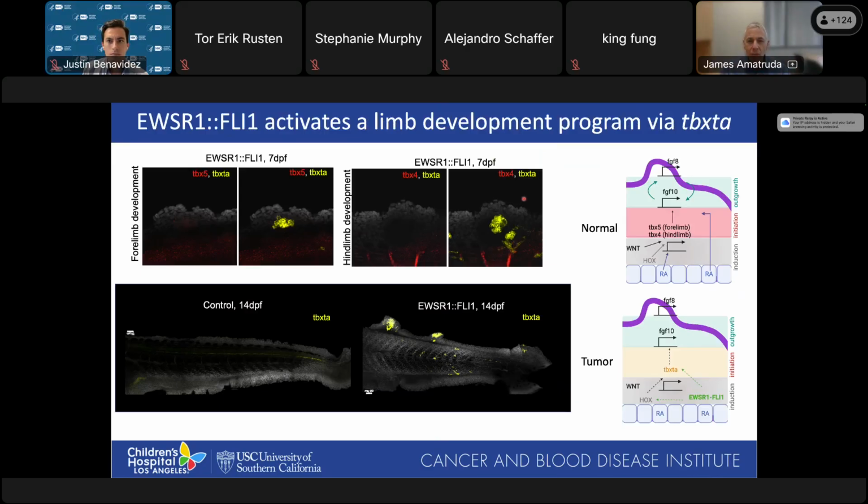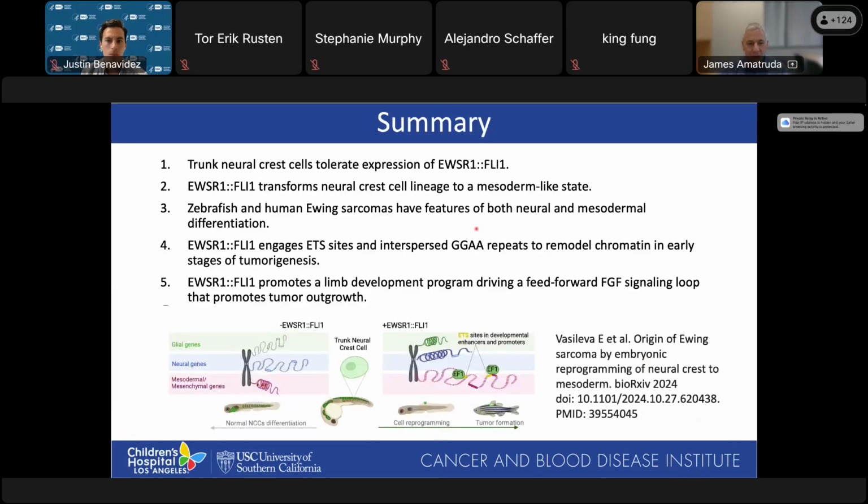And typically, one would expect to see TBX4 or TBX5 during normal development. In this model, we could see clearly that TBXTA is ectopically expressed by the tumor cells. So they turn that mesodermal reprogramming into sort of a niche of limb development to grow out development of the fin. So I'm just about at time.